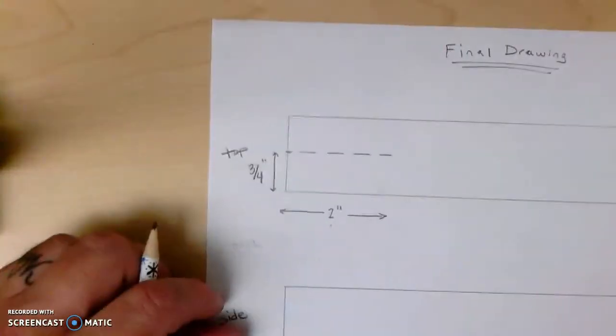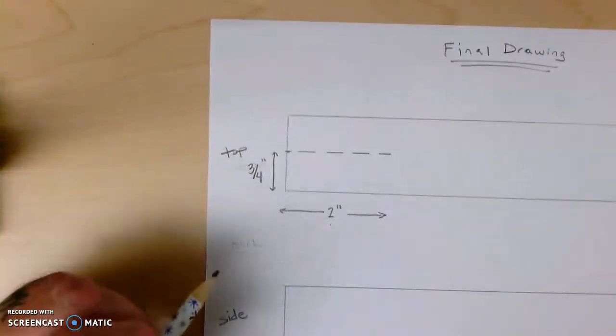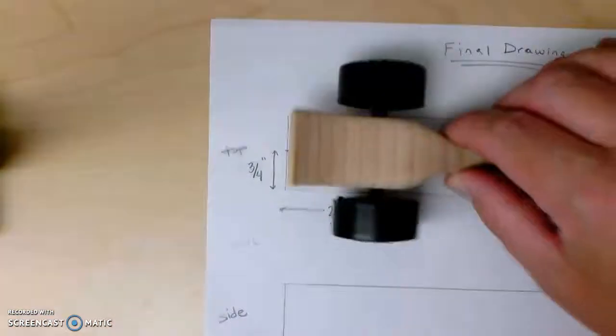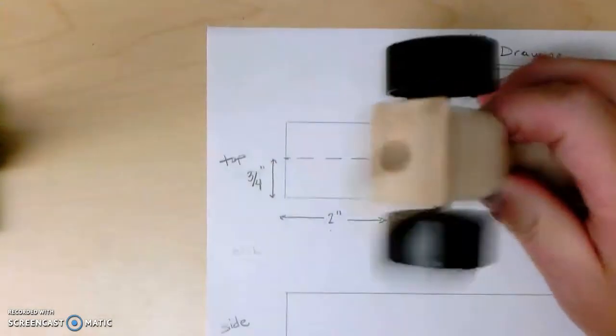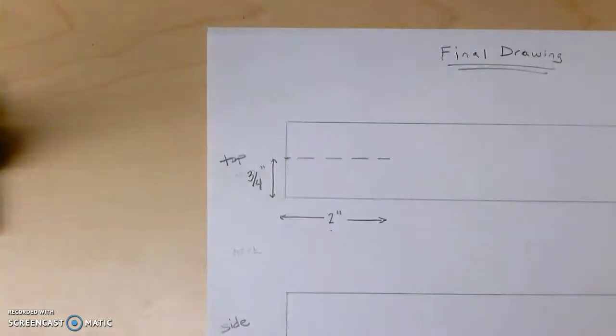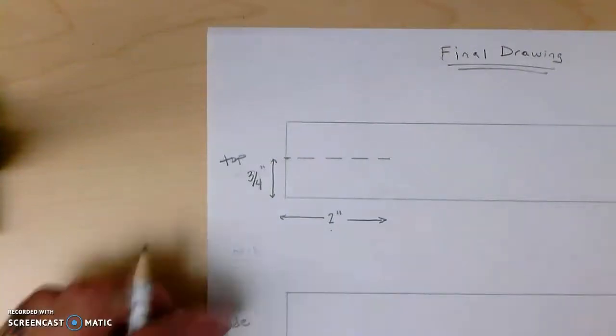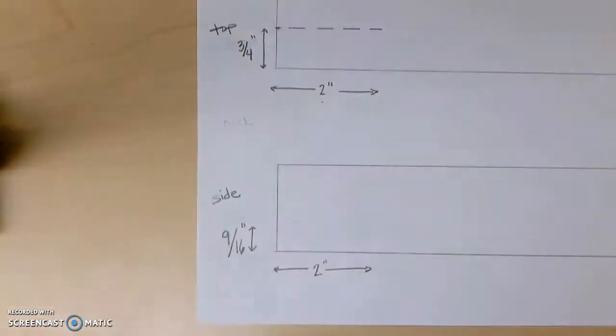We're going to draw a dotted line because that shows that it's a hidden line, that we can't actually see it. You can't actually, from the top view, see where that hole is, but we know it's there. Okay, we drilled that hole, we know it's there. So a dotted line represents a hidden line that we know is there, but we can't see it.